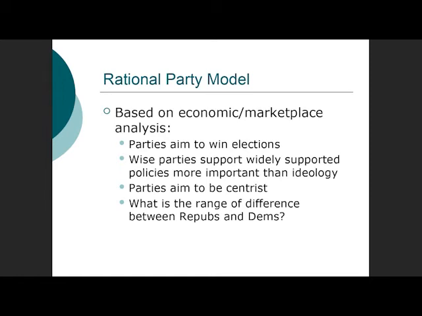So a party that wants to win should define itself where the voters are. We're going to be rational about this. We're going to take the winner-take-all approach to this, right? If I'm the Republican Party and I'm wanting to run for office, I should look for the policies that most people support and say, these are the policies of the Republican Party.